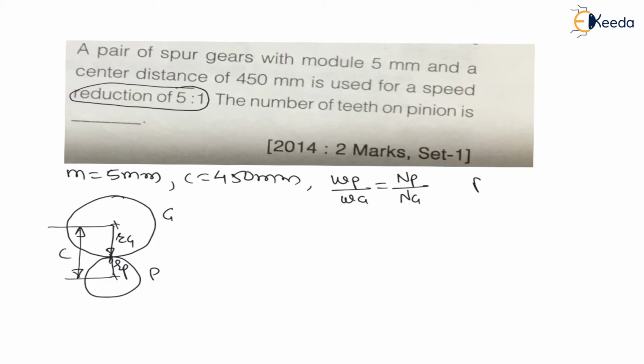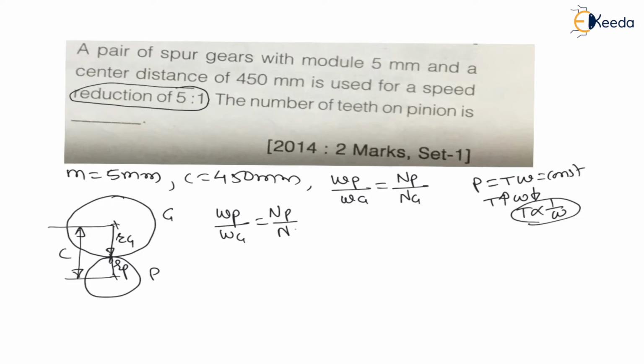Now we know that power is equal to torque into angular velocity and power is constant. Therefore if torque increases, angular velocity decreases, means torque and angular velocity are inversely proportional to each other. Therefore this ratio, angular velocity of pinion divided by angular velocity of gear, which is nothing but np divided by ng, becomes number of teeth on gear divided by number of teeth on pinion, and this is given as 5:1, that is 5 divided by 1.